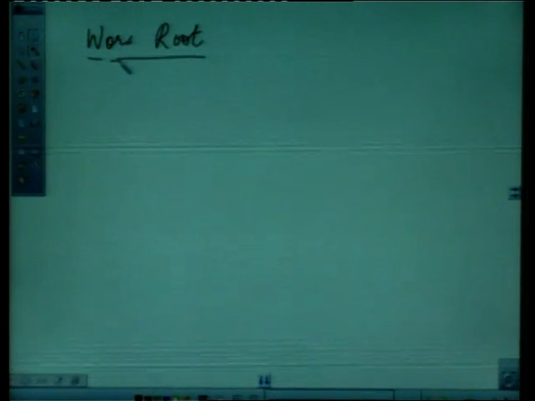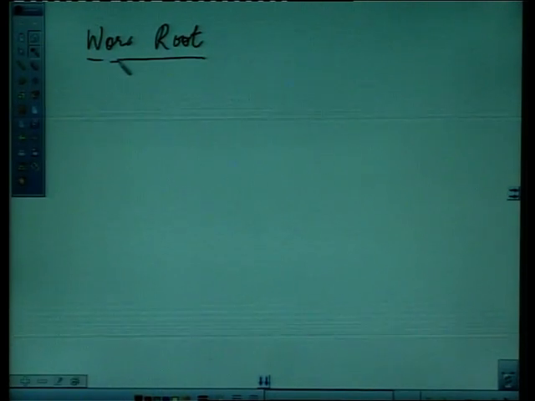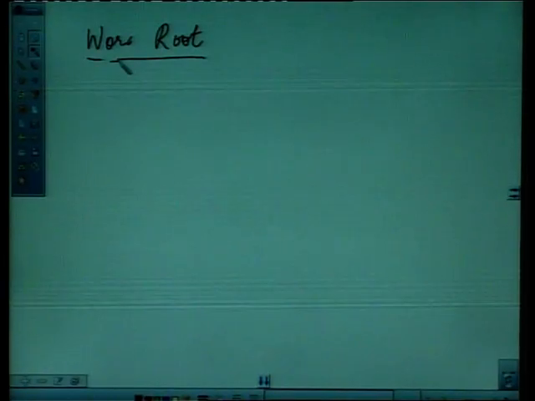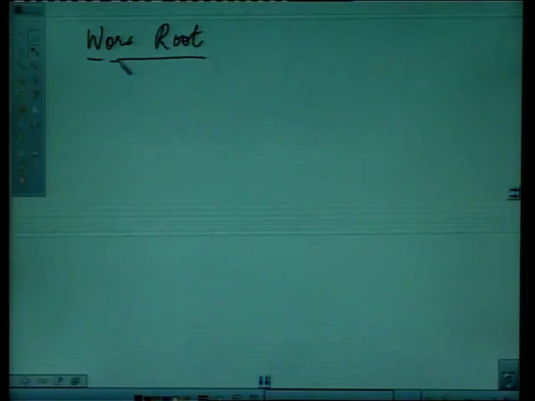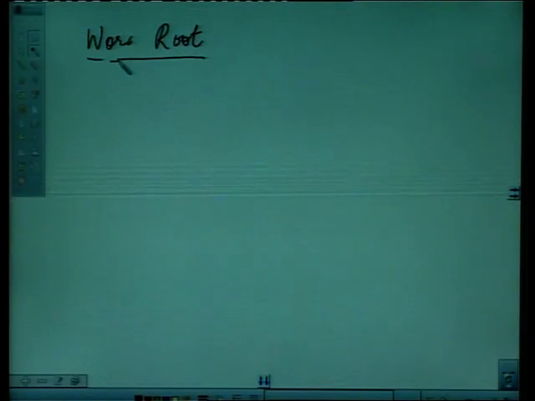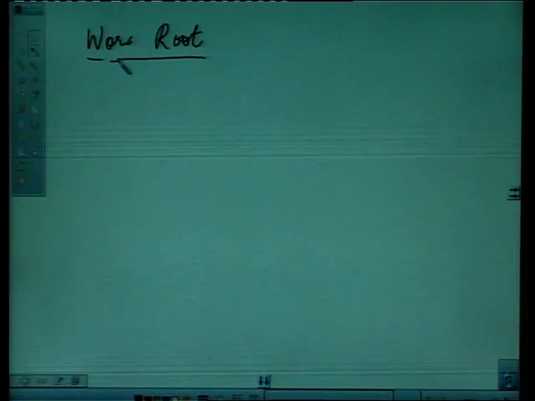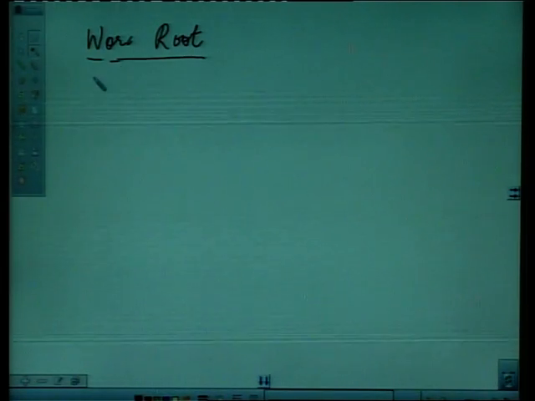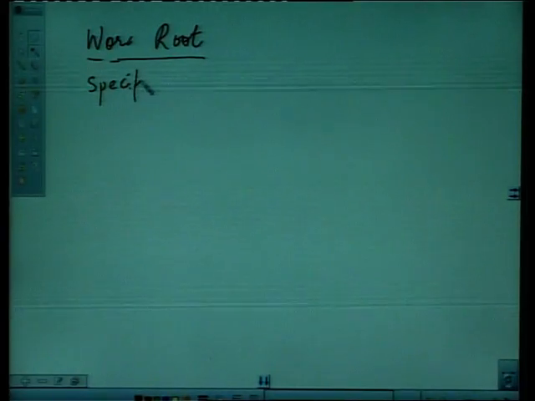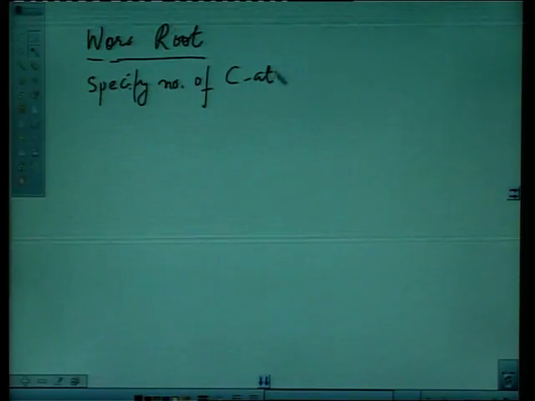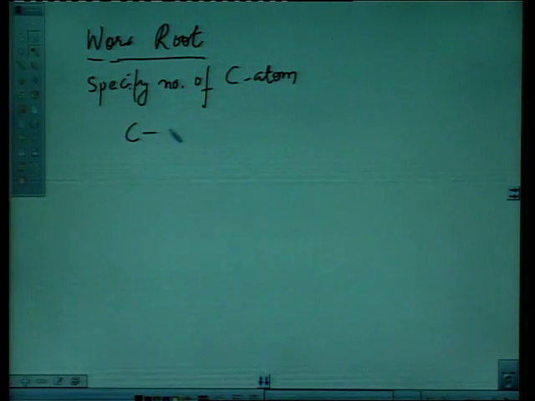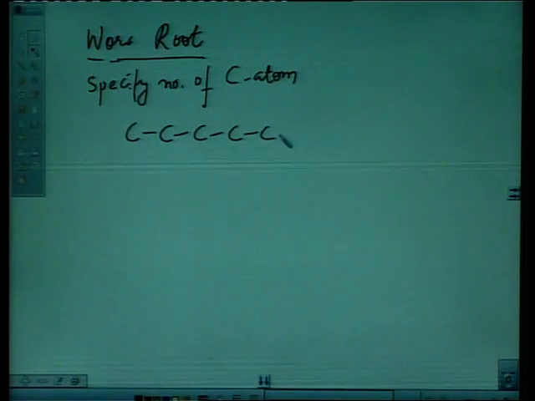So what is word root? Word root means how many carbon atoms are there. Word root gives the basic unit of name. It specifies the number of carbon atoms in the longest continuous chain. So word root tells how many carbon atoms are there.